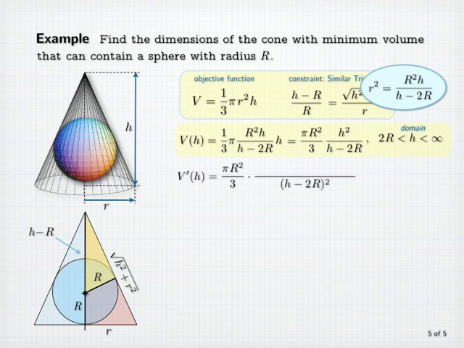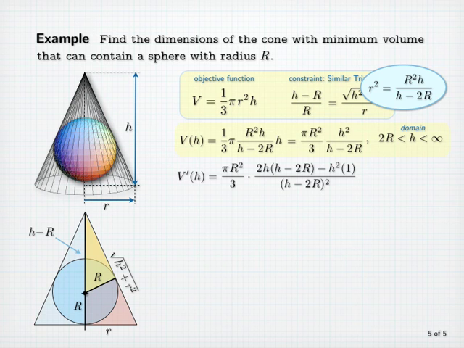V prime of h is equal to the constant pi r squared over 3 times a quotient whose denominator is the square of h minus 2r, and whose numerator is the derivative of h squared, 2h, times h minus 2r, minus h squared times the derivative of h minus 2r, which is just 1.